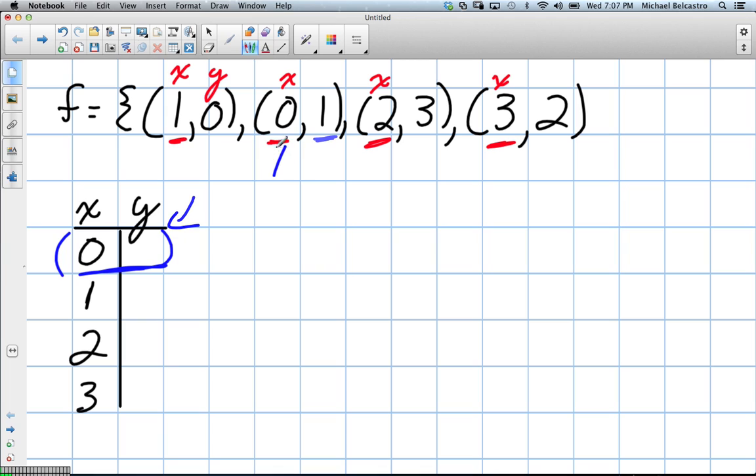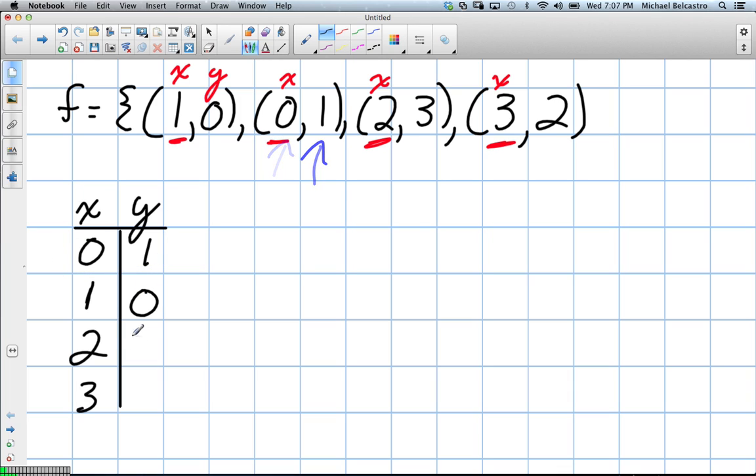Okay, so if the x value is 0, our y value in this case is what? 1. Yep, and when our x value is 1? 0. 2 is? 3. And 3 is? 2. Okay, so we've set this up as a table of values.